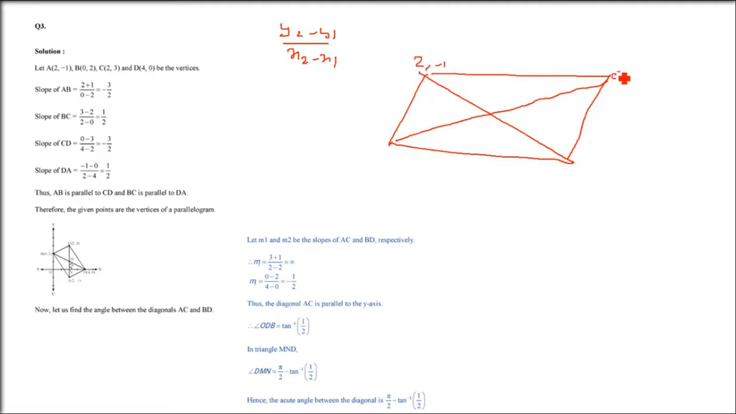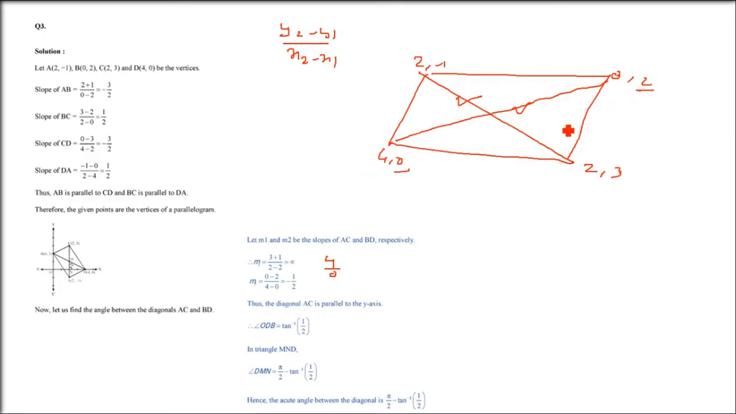So this is 2 minus 1, say this is 0, 2, and you have 2, 3 and 4, 0. So 2 minus 1 and 2, 3, we know the slope. So this is 3 minus 1 and 2 minus 2. So the slope is going to be infinite. That means this line is perpendicular to the x-axis. Tan 90 is infinity. What about this other slope? This slope is 2 minus 0 by 0 minus 4, or 0 minus 2 by 4 minus 0. So the slope will be minus half.